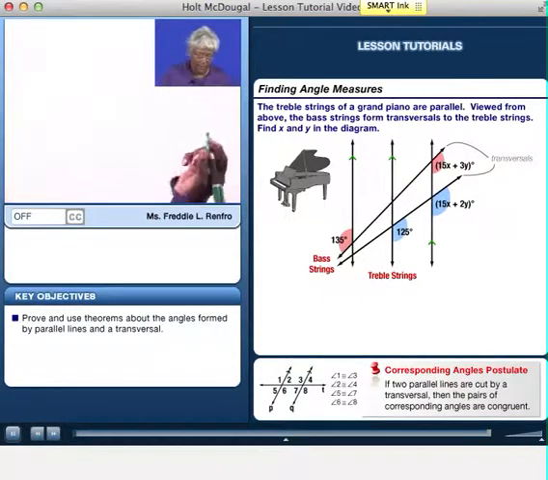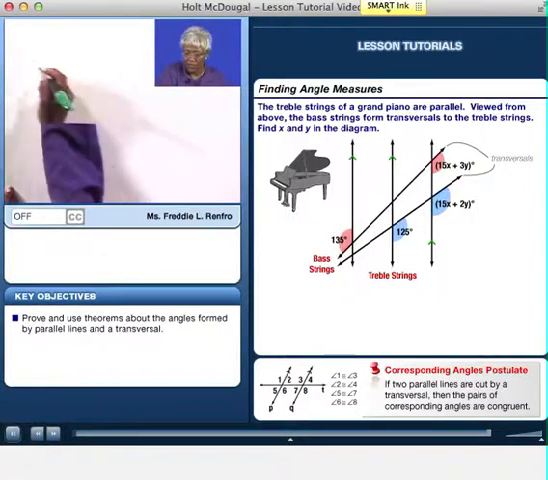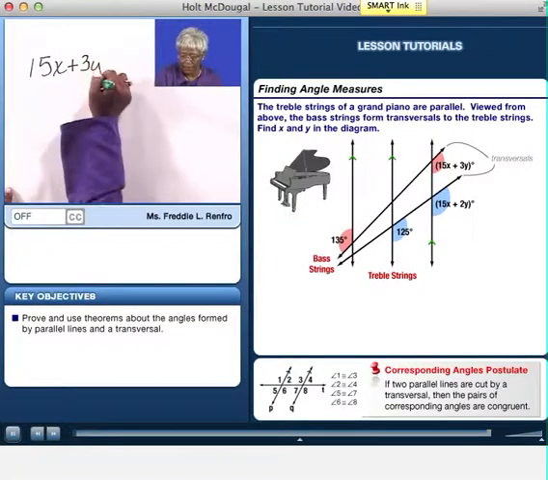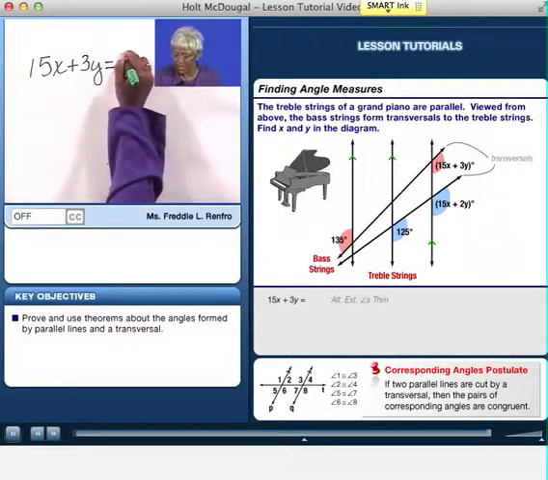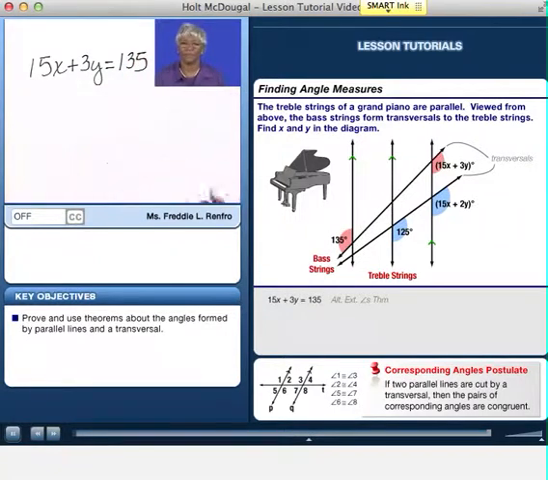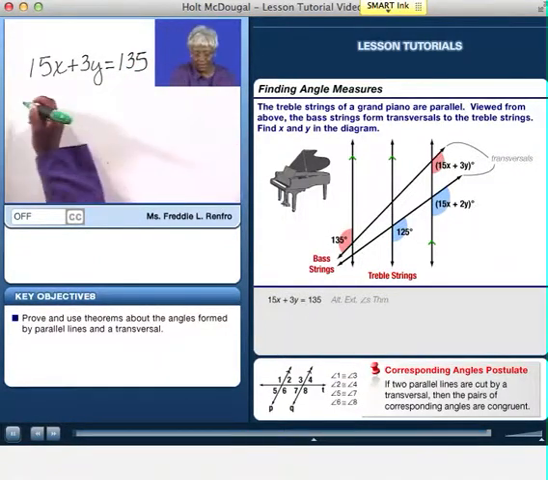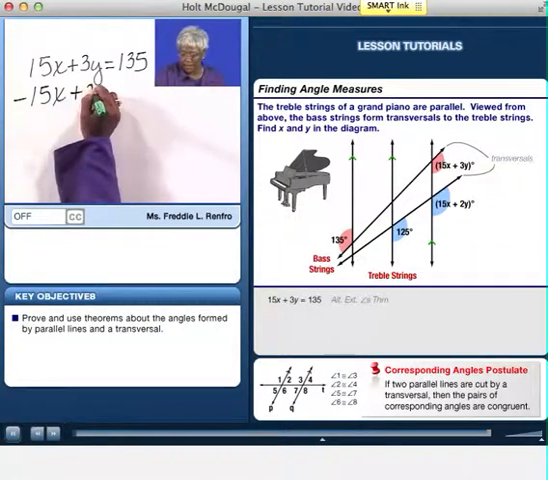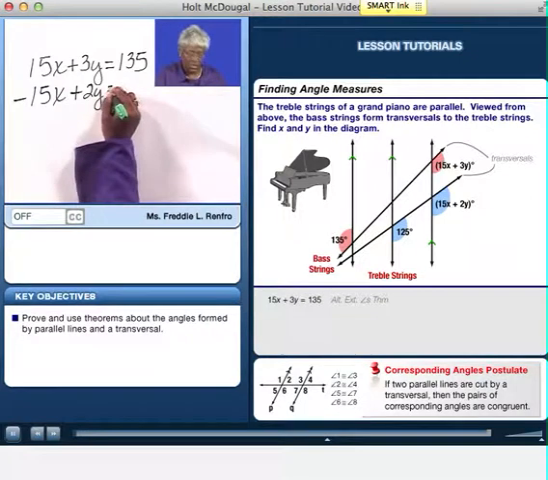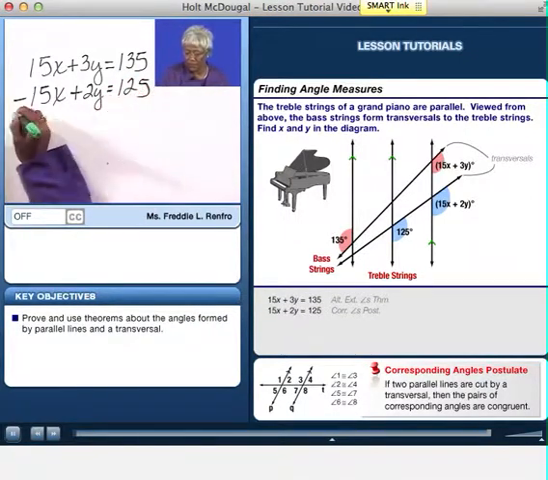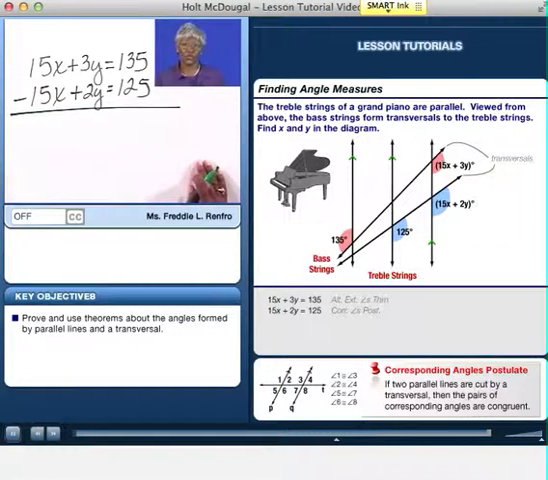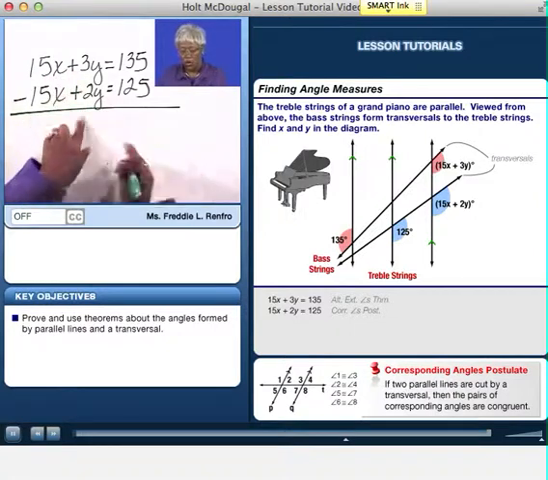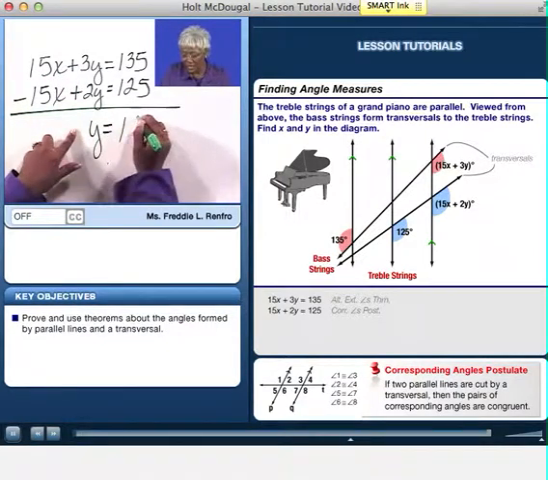Well, let's see. We can take 15x plus 3y, which is equal to 135 degrees, and we can subtract 15x plus 2y, which is equal to 125. Let's subtract those two equations. When we subtract, we get y equals 10.